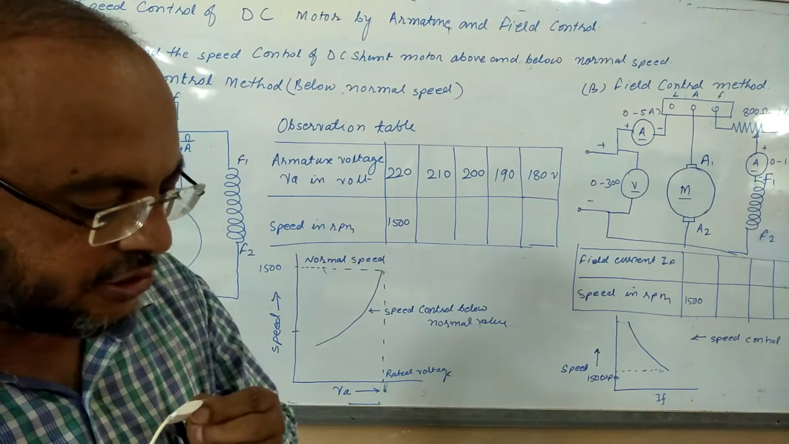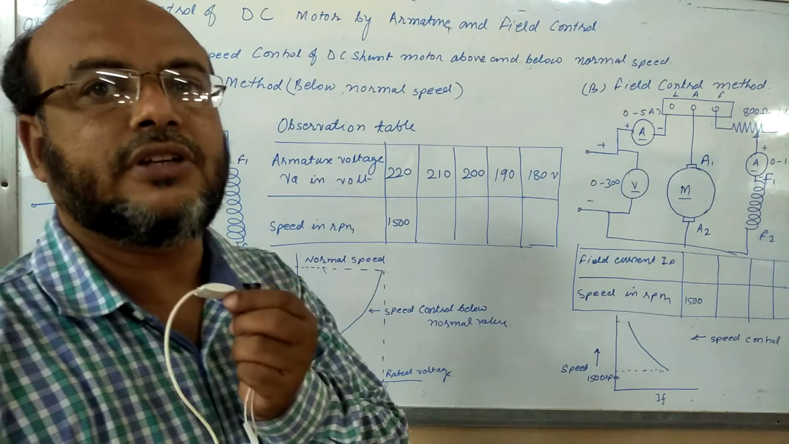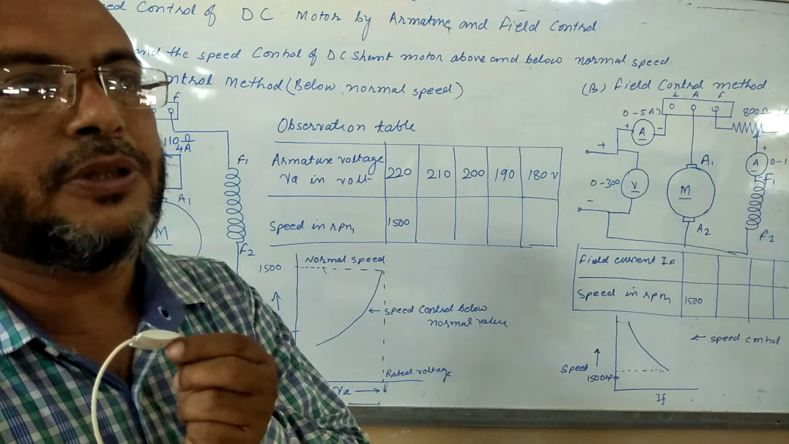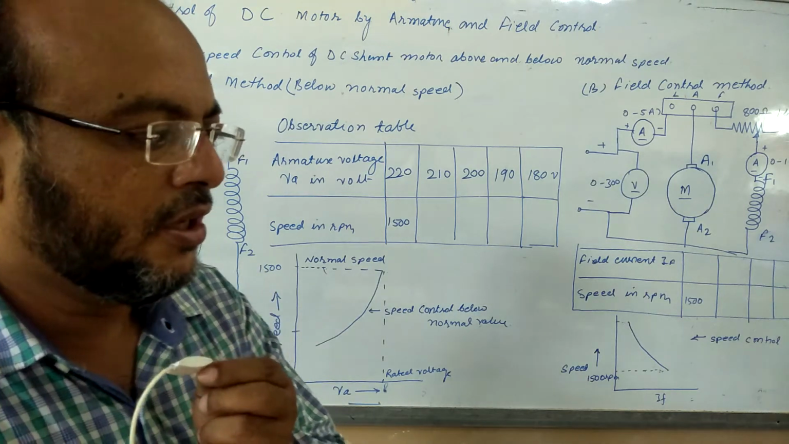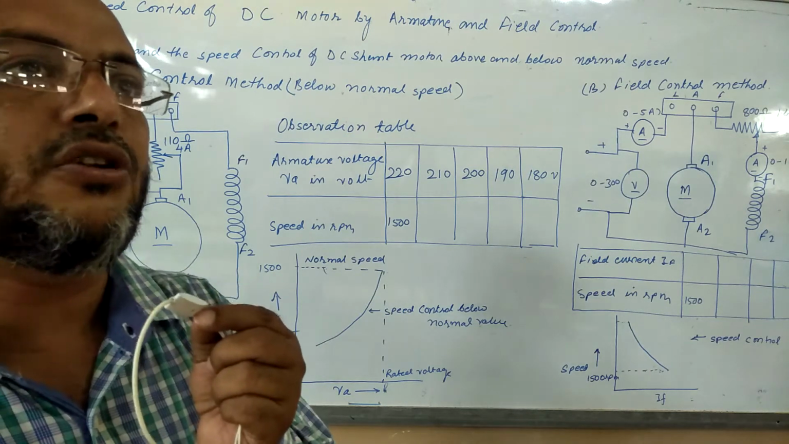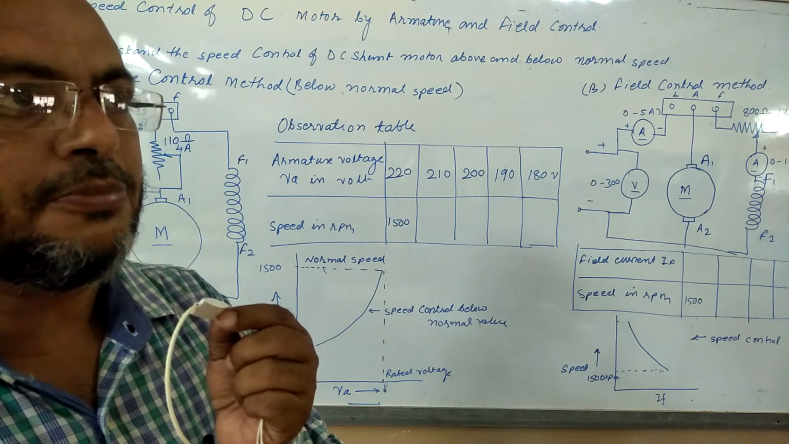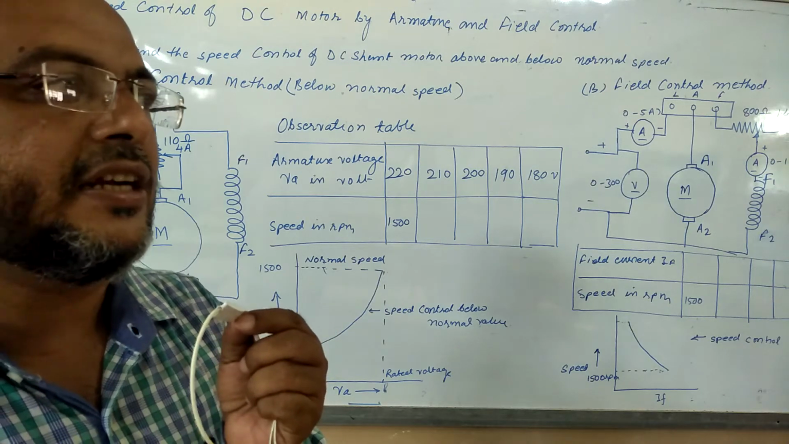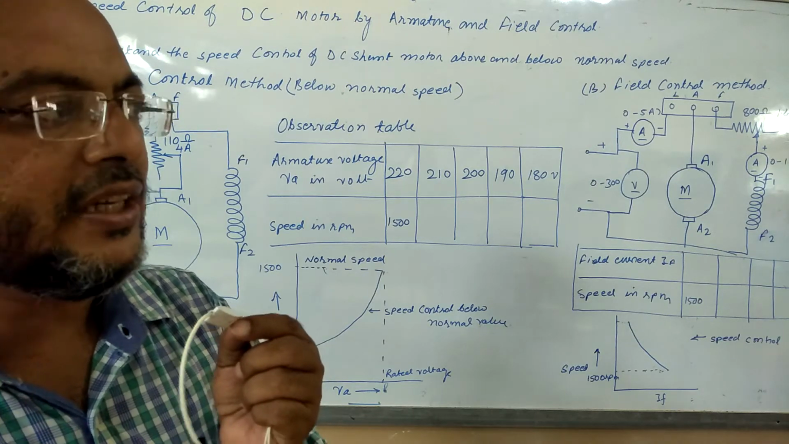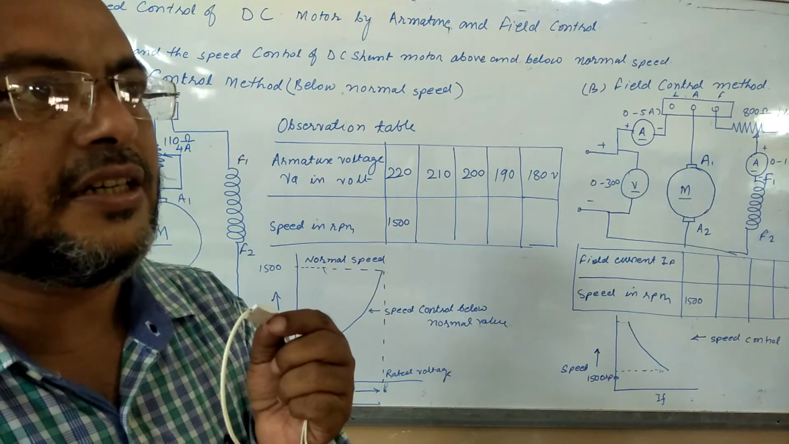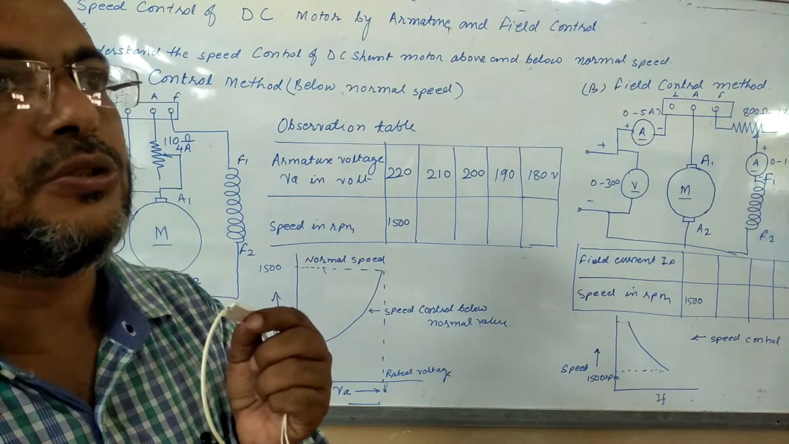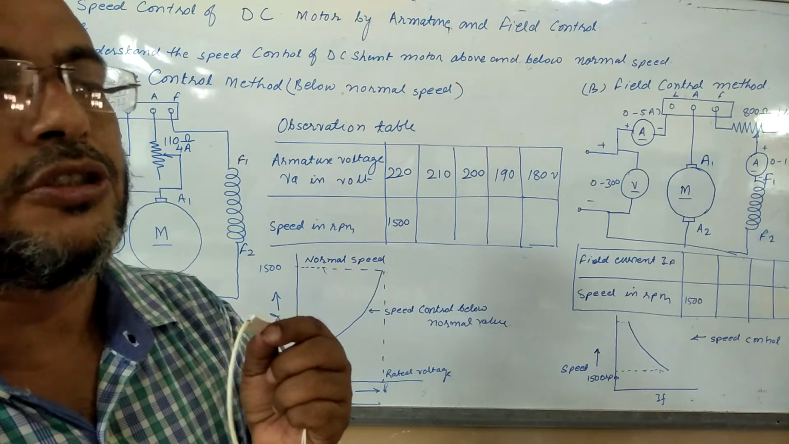Before going to the speed control, first of all we have to understand what is the normal or rated speed. The normal or rated speed is the speed of the motor which is written on the nameplate. For example, the speed of the motor is written as 1500. So 1500 is the normal speed. If you are decreasing the speed by some method below 1500 rpm, it is called speed control below normal value. And if you are increasing the speed more than 1500 for a particular application, then that speed control is known as above normal value speed control.